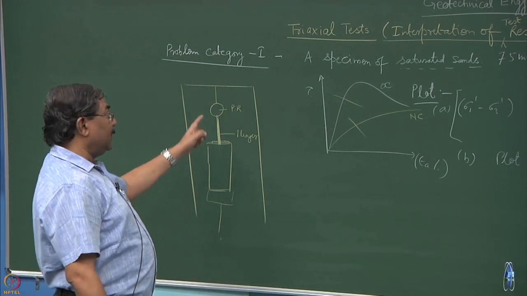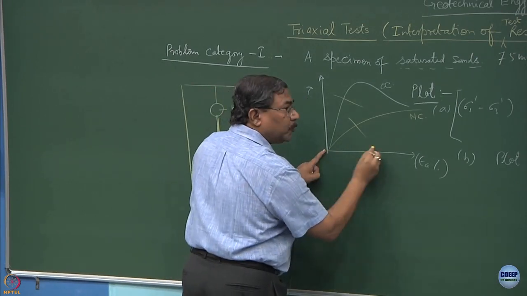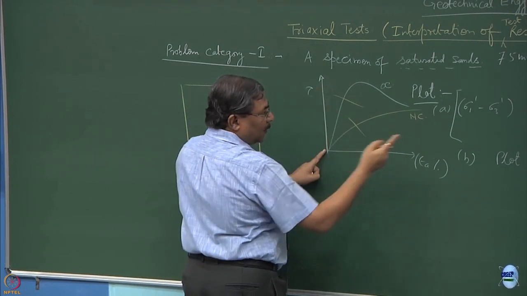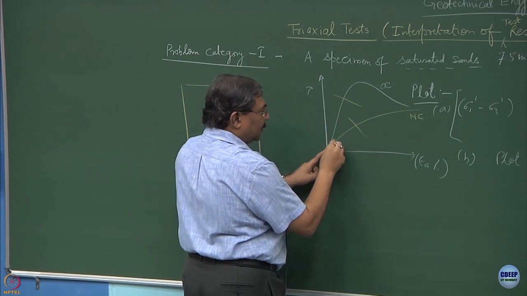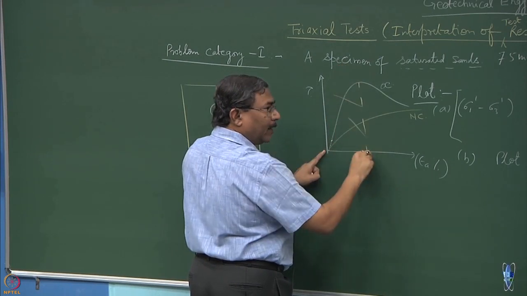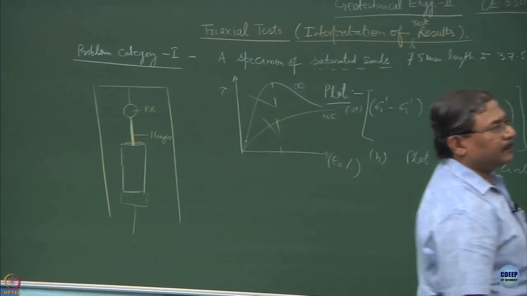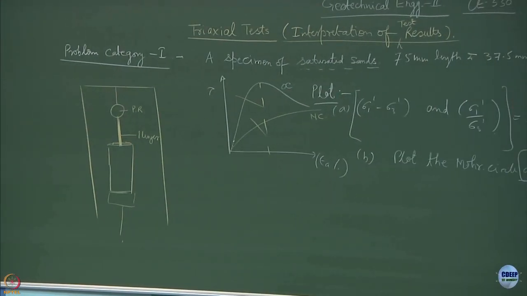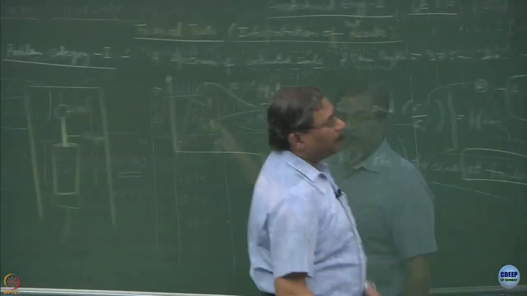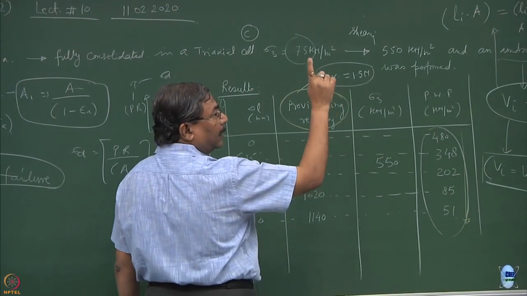Axial strain is causing the shear stress to develop. Look at this graph, the more and more you shear, the more and more shear stress gets developed, correct? So, the first reading corresponds to 0, 0, next is this, next is this, and so on, and failure occurs over here, post failure residual. So, in other words, the proving ring gives you the deviator stress, sigma d, clear? That is it.